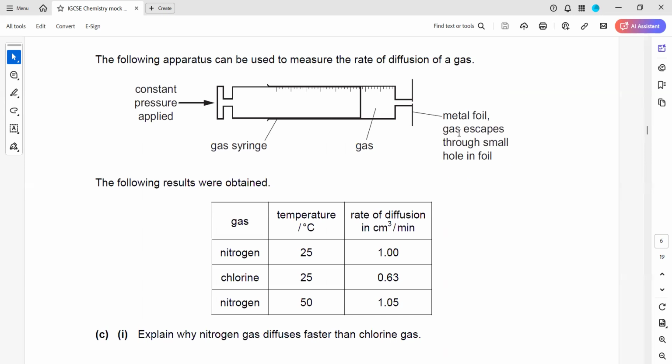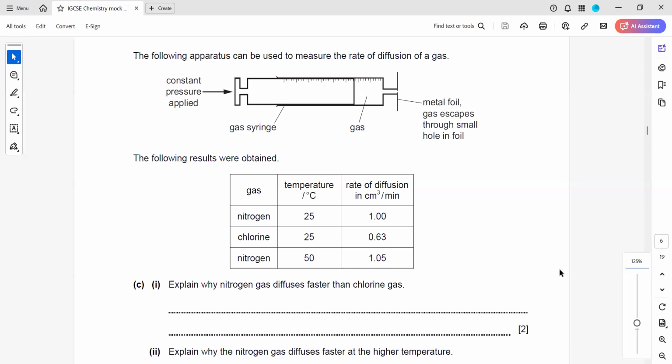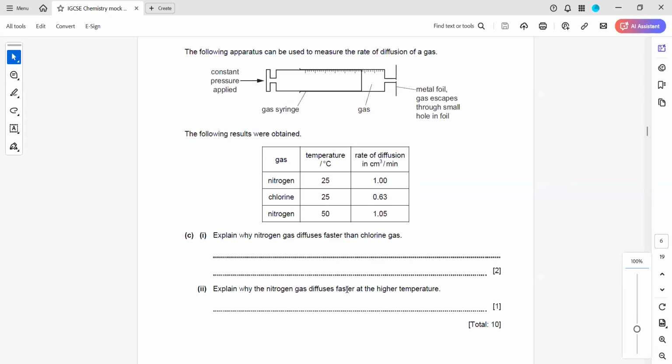The following apparatus is used to measure the rate of diffusion of gases. The following results were obtained. You can see different gases are there. Nitrogen at 25 degrees diffuses 1 cm cubed every minute, but chlorine only 0.63 cm cubed, and nitrogen at a higher temperature of 50 degrees diffuses 1.05.